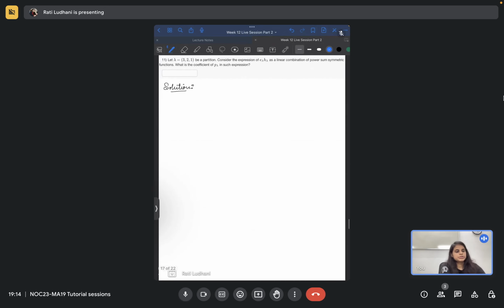Now let's see the next question. Let lambda be equal to 3 2 1, so we have this partition. Consider the expression e lambda h lambda as a linear combination of power sums. So e lambda h lambda is a sum of power sums. For example, let's write this: lambda is 3 2 1, e 3 2 1 h 3 2 1, which we need to write as the sum of this.